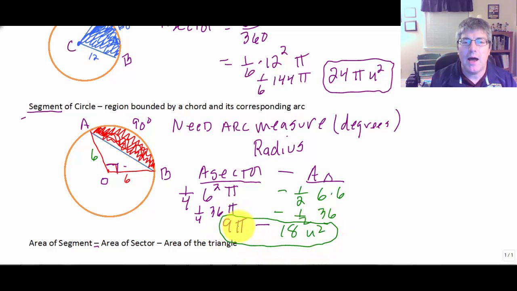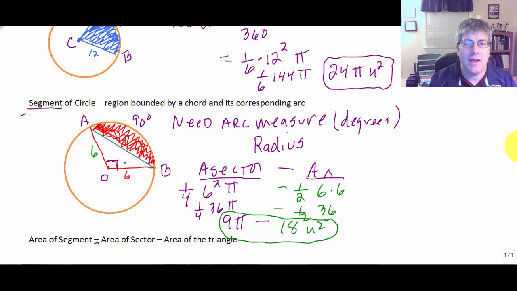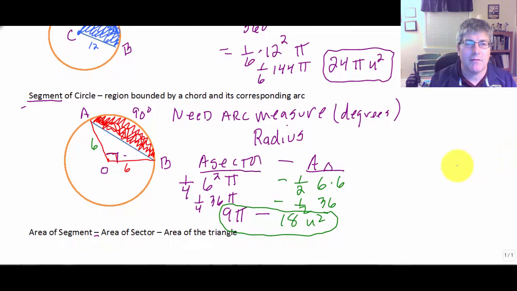And since we know pi is a little more than 3, 9 times a little more than 3 is 27 plus a little more, 28.5. This makes sense. 28 minus 18, that's about 10 units. But our exact answer, 9 pi minus 18 units squared, would be our final answer. So that's how we find the area of a segment.